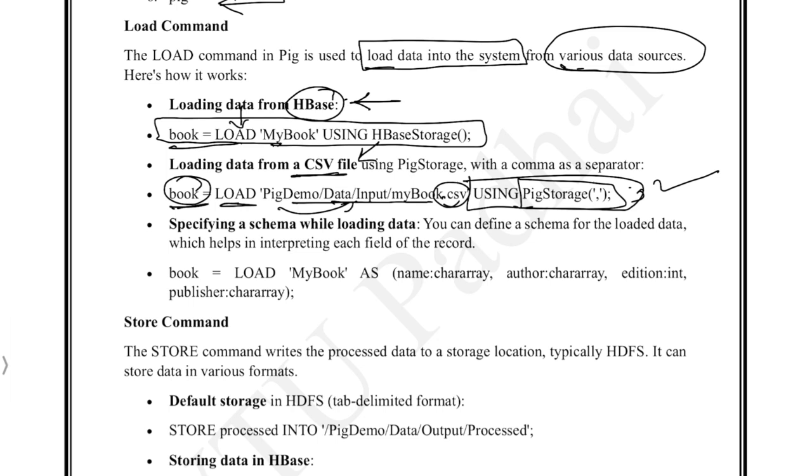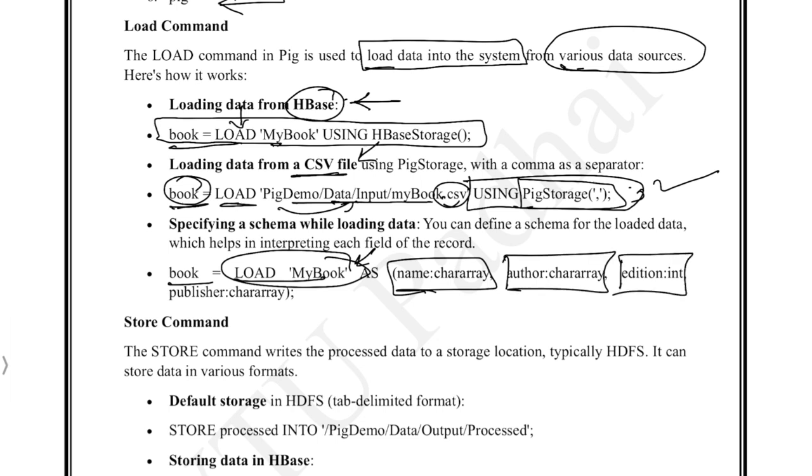This is important. Next, when you are trying to specify a particular schema while loading, for example, if I want a particular set of attributes only, what we do is book equals load method of my book, the name as chararray, author as chararray, edition as integer, publisher as chararray. This is load. Now store.